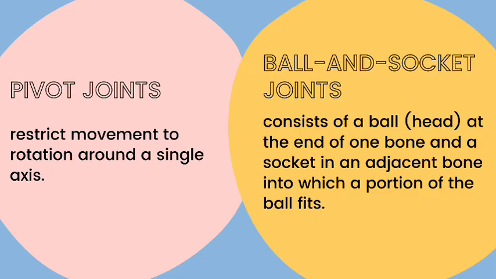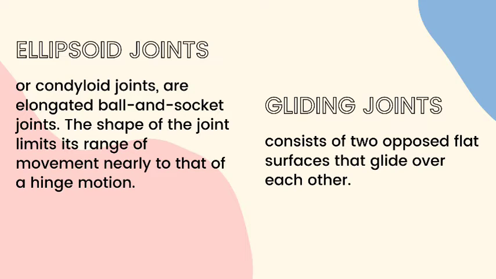Pivot joints restrict movement to rotation around a single axis. Ball and socket joints consist of a ball at the end of one bone and a socket in an adjacent bone into which a portion of the ball fits. Ellipsoid joints or condyloid joints are elongated ball and socket joints. The shape of the joint limits its range of movement nearly to that of a hinge motion. Gliding joints consist of two opposed flat surfaces that glide over each other.